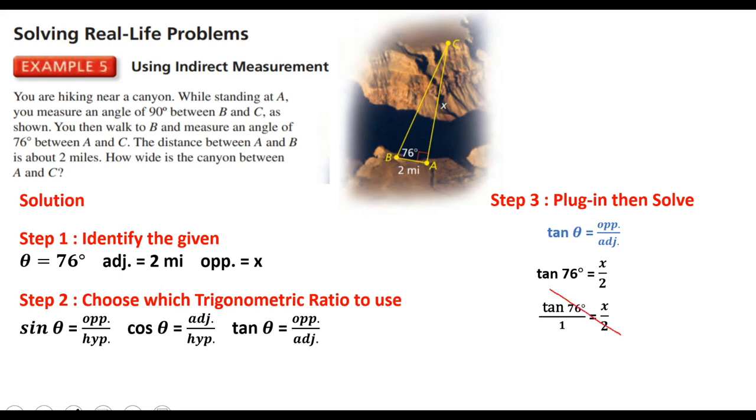Tan 76 degrees times 2, and then 1 times x will give us x. Now, to get the value of tan 76 degrees times 2, just plug that in your scientific calculator or your graphing calculator, using decimals, and you should get a value of around 8. So meaning the width, or the distance, between C and A will be 8 miles, which is the opposite side.